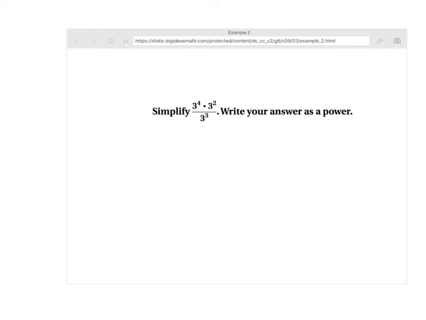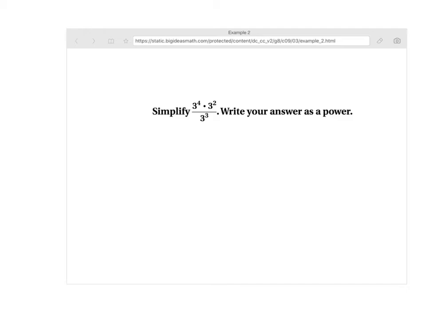All right, this is example 2. Put this in your journals. Now we're going to have multi-steps when we're dealing with powers. You can see here that we have 3 to the power of 4 times 3 to the power of 2, and all of that divided by 3 to the power of 3. We're going to simplify this by doing the multiplication first and then the division.